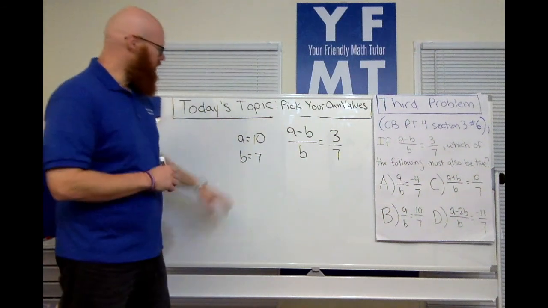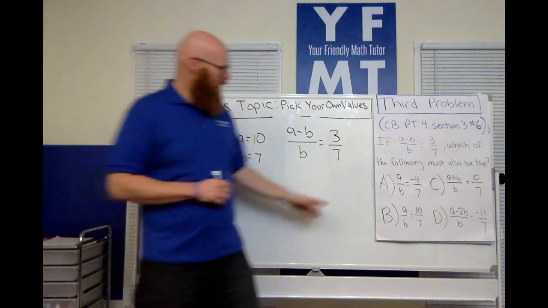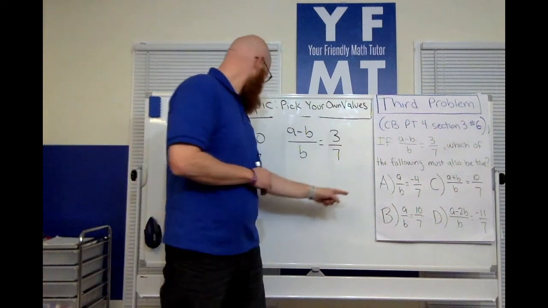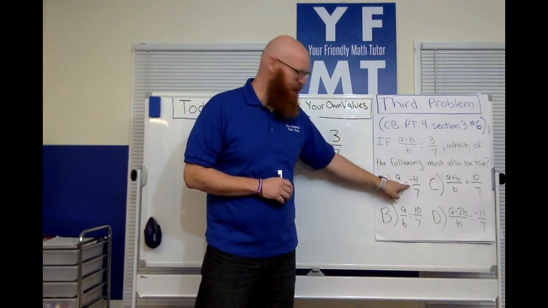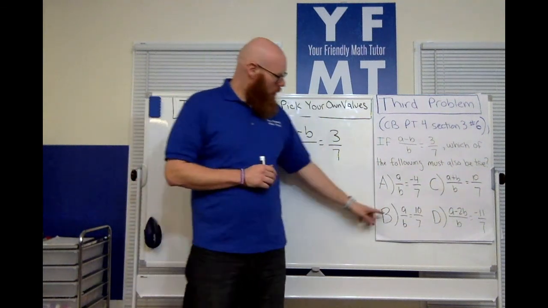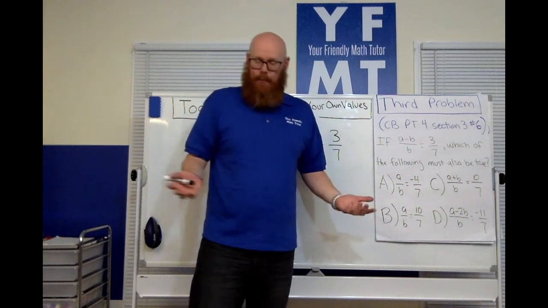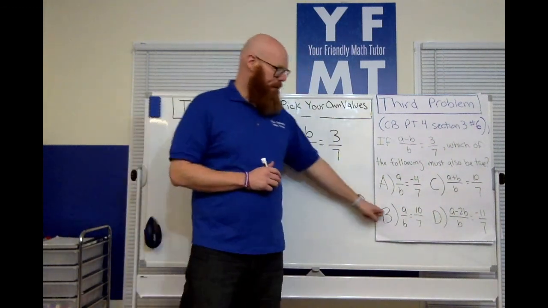So now I would just plug these into the answers, but this I can just do in my head. Look at A. This is like saying 10 over 7 equals negative 4 over 7. Well, that certainly can't be true. Now look at this one: 10 over 7 equals 10 over 7. Well, I'm pretty sure that that's true, right? So B would be our answer.